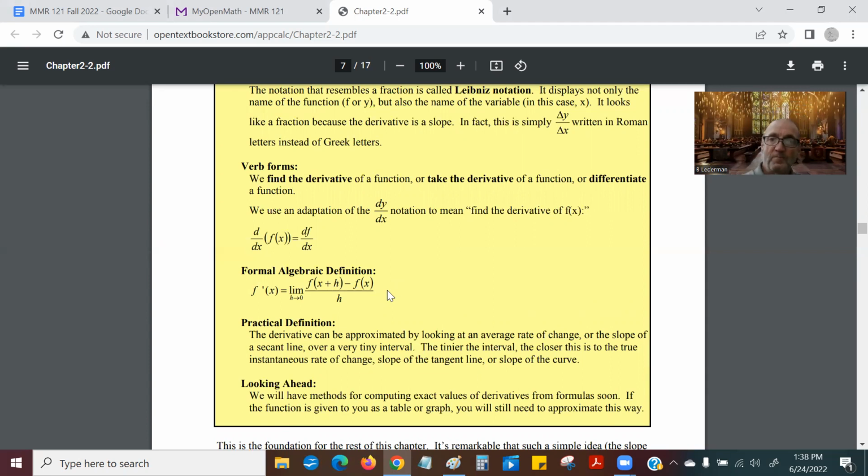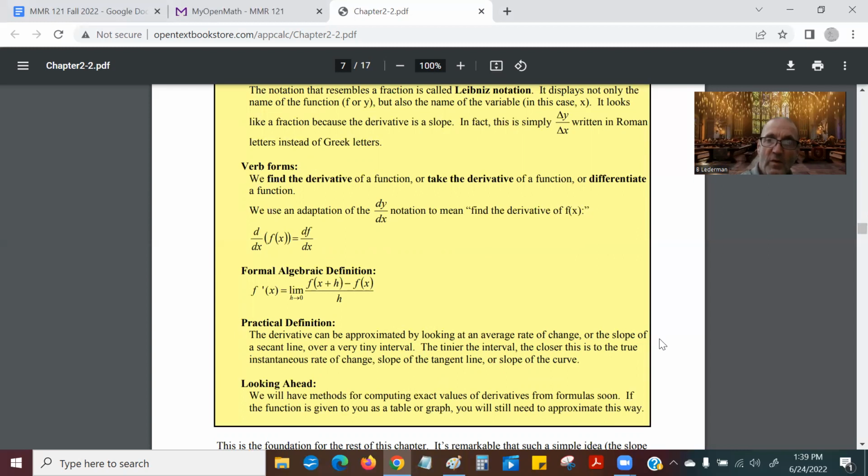And the practical definition is that the derivative can be approximated by looking at an average rate of change, which I said is the slope of a secant line over a very tiny interval. The tinier the interval, the closer this is to the true instantaneous rate of change, the slope of the tangent line, or slope of the curve. This is really what I was talking about before, when I had the red secant and the purple secant, and the secants are getting closer and closer to that blue tangent.